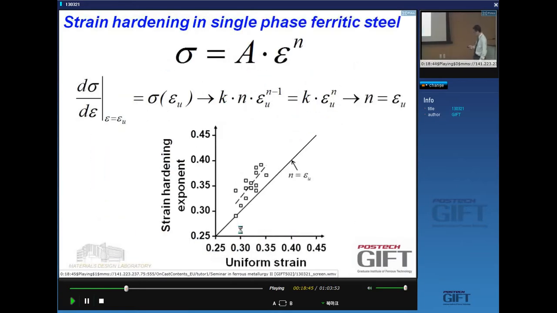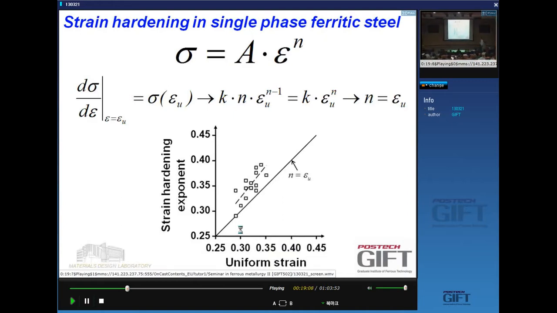Okay, so materials mechanics 101. The stress-strain curve of a material can be written as a Hollomon power law. And you know that if you take the derivative of this, you can show that this exponent here should be equal to the uniform elongation.